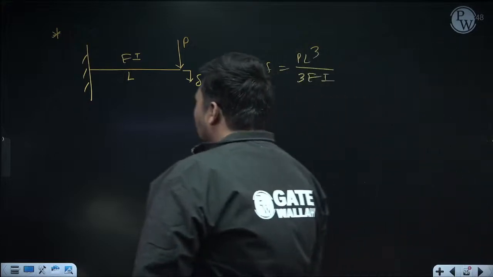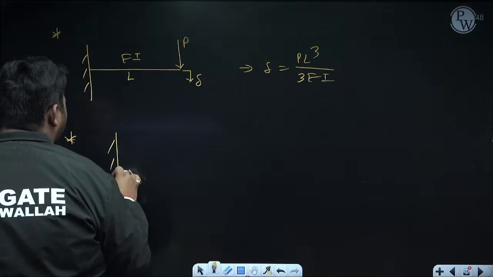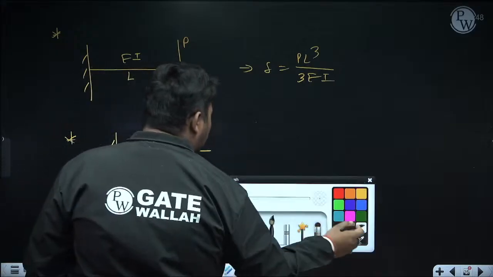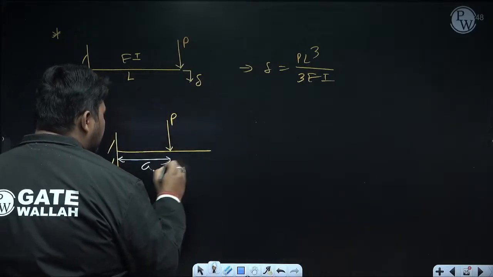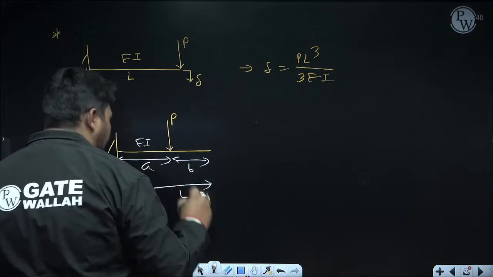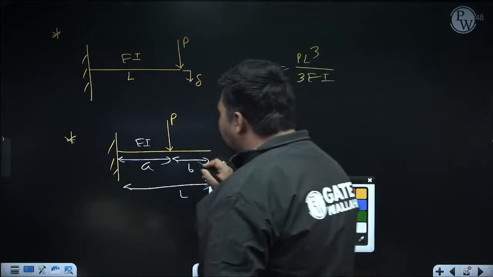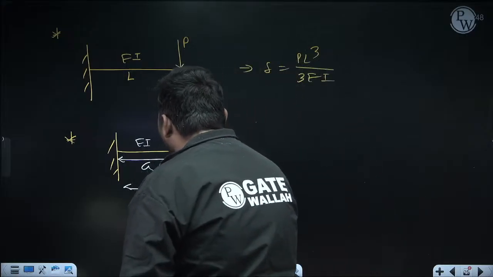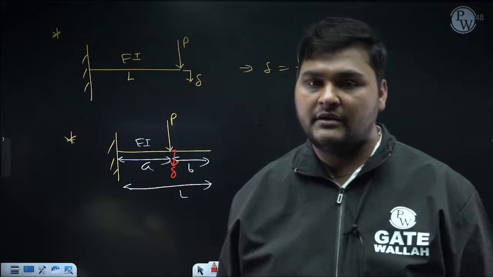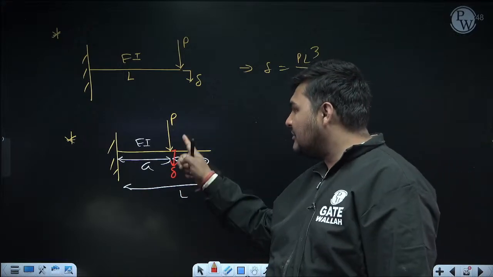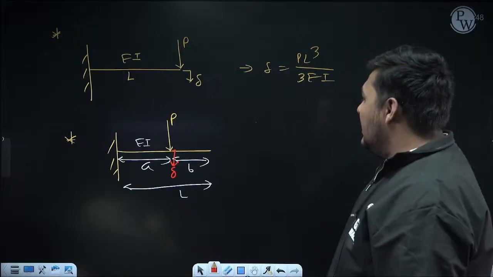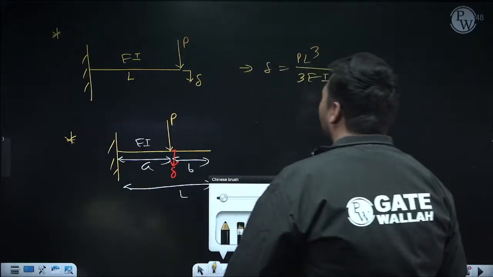Now similarly, if in a cantilever beam, a concentrated load P is applied, but it is not applied at the free end. Suppose this distance is A, this distance is B, the length of the entire beam is L, flexure rigidity is EI. Now my objective is to calculate the deflection of the same point where load P is applied. Because if I calculate the deflection of the same point where load P is applied, then P by delta is the bending stiffness.